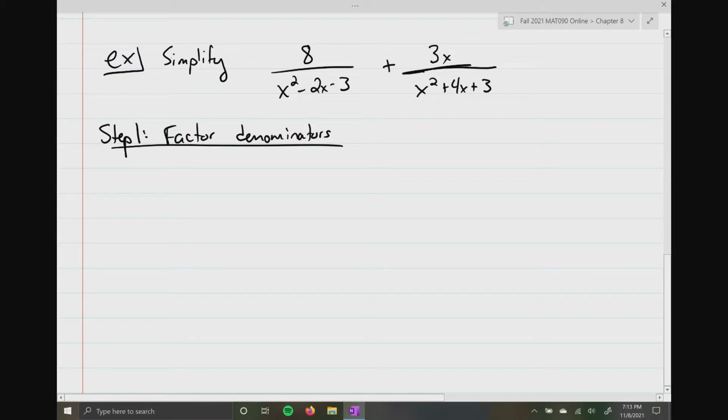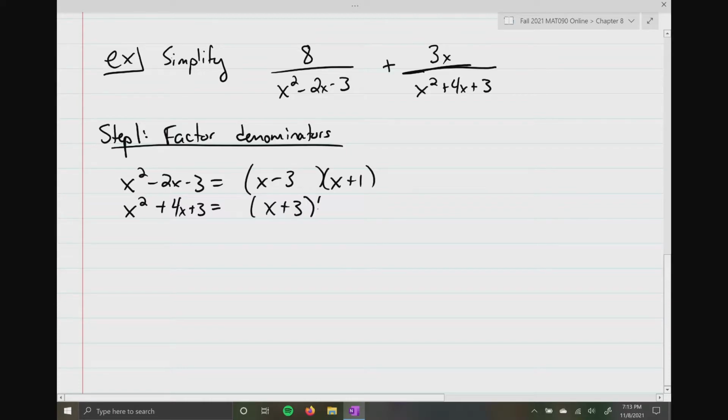So by factoring x squared minus 2x minus 3, that's going to factor down into x minus 3 and x plus 1. Now I will do the same for the second denominator. So that's going to be x squared plus 4x plus 3 equals x plus 3 times x plus 1. Okay?